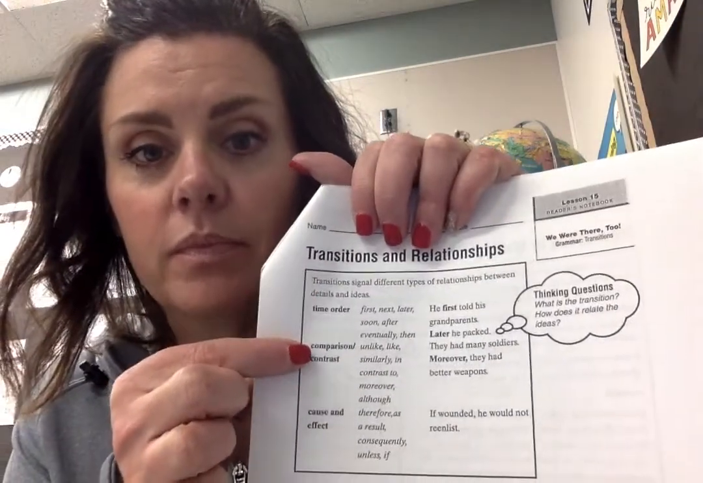Transitions signal different types of relationships between details and ideas. So it links details and ideas. There's three different kinds that we're going to focus on, and they are listed right here on the side in the bold. So we've got time order, comparison and contrast, so compare and contrast. Remember, we see similarities and differences in that. And then this one is cause and effect.